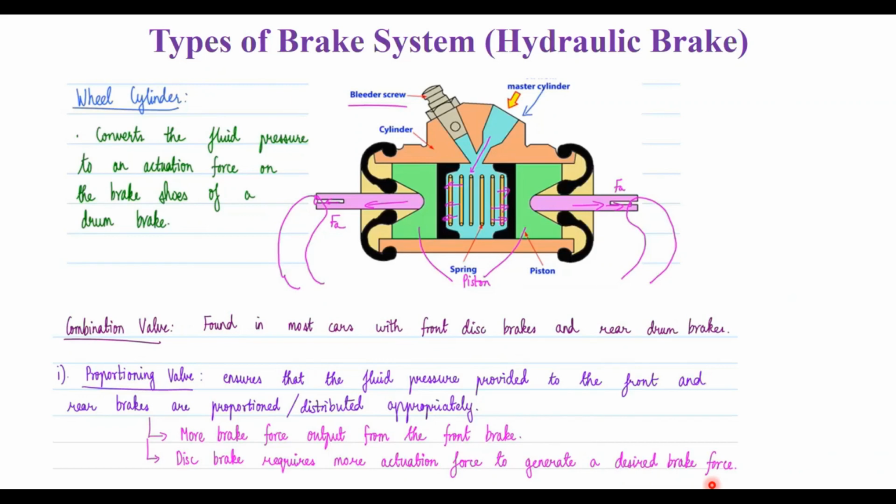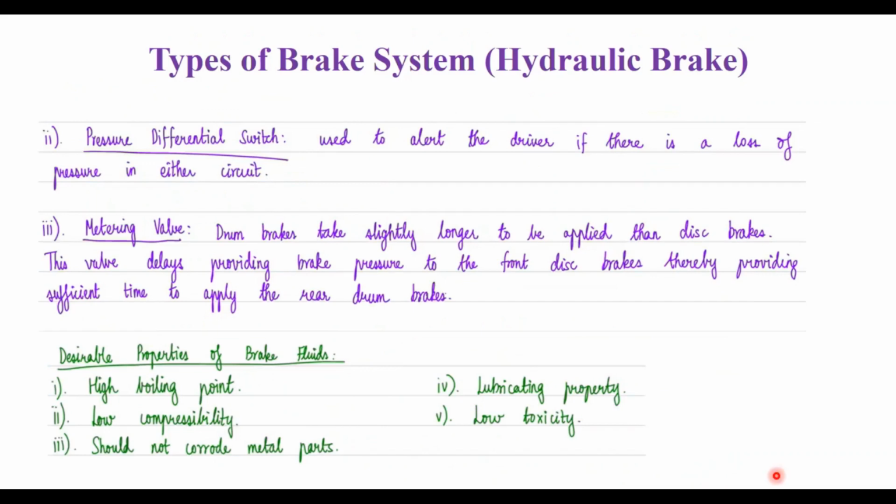In the case of the proportioning valve, you need more brake force output from the front brake, and the disc brake also requires more actuation force to generate the desired brake force. You have the pressure differential switch in the hydraulic brake, which is used to alert the driver if there is any loss of pressure in either circuit. And you have the metering valve, because the drum brakes take slightly longer to be applied than the disc brake. This valve delays providing the higher brake pressure to the front disc brake, providing sufficient time for the rear brake drum to apply.